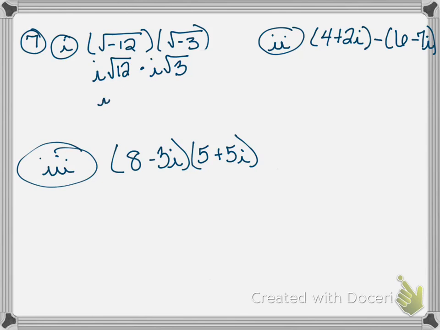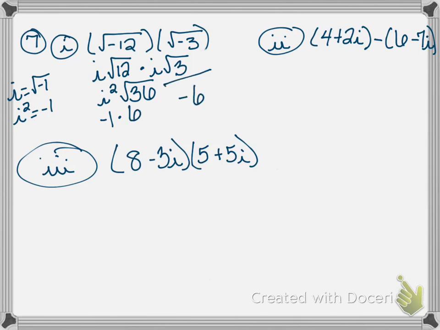i times i is i squared. The square root of 12 times the square root of 3 is the square root of 36. i squared is negative 1, so you do want to keep in mind that i is the square root of negative 1, and i squared is negative 1. That's important to have. The square root of 36 is 6, so the answer to this question is negative 6.